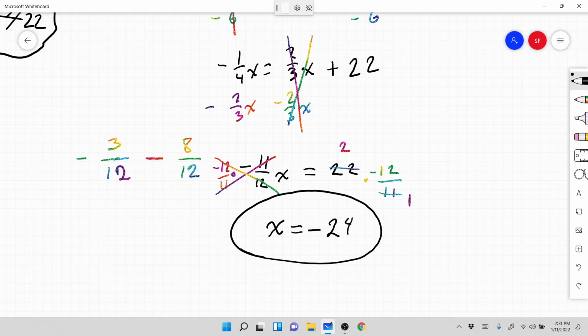Any questions on that problem? No. You see how not scary those fractions are? Easy. No problem. Fractions are numbers.